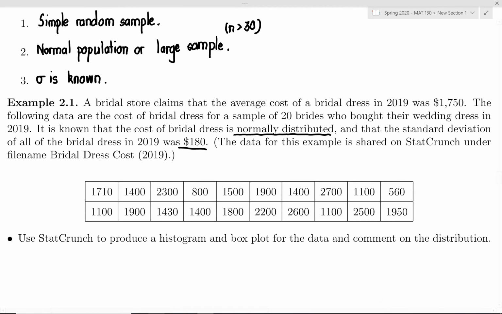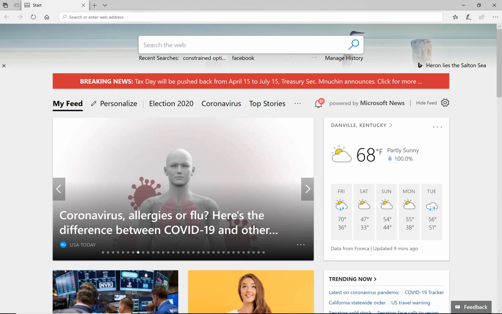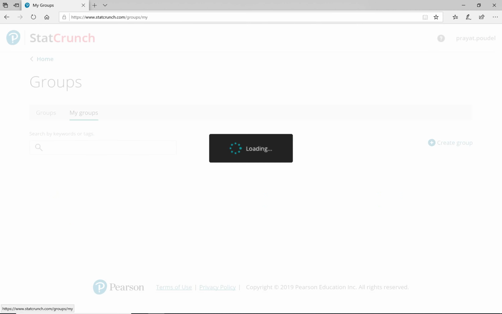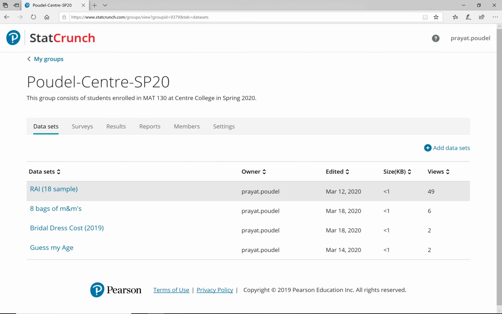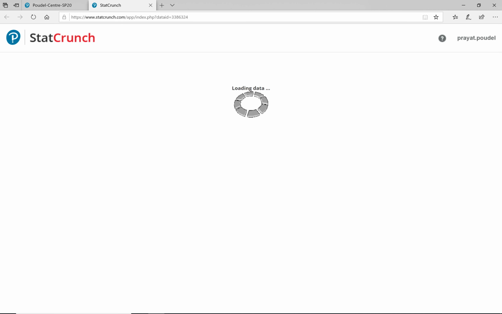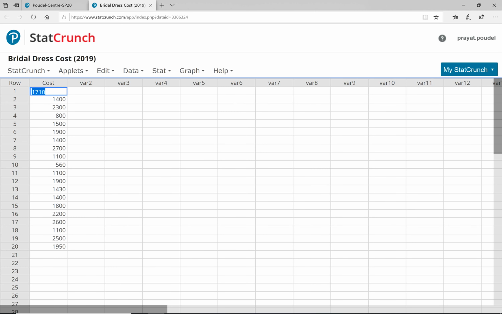So what we're going to do is go to StatCrunch. And we are going to log in. I'm already logged in, but I'm going to go to my groups. I'm going to go to the center group here, and look at the data sets I have, amongst which is the bridal dress cost 2019. So that's the one I'm going to open. That data set contains all the responses that we have on our handout. Those are the 20 responses from the brides who bought their wedding dress in 2019.